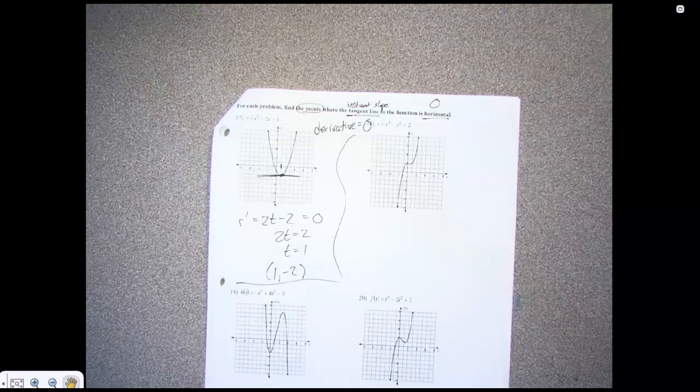This is what we talked about a few times today. We'll keep adding to what these things tell you, but the original tells you y values. It also tells you horizontal asymptotes and vertical asymptotes. We've done that. And then the derivative tells you the instantaneous slope.